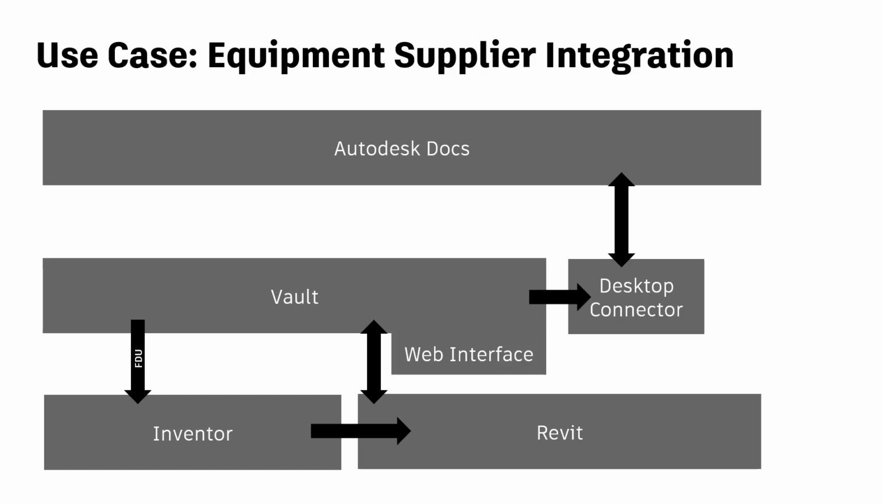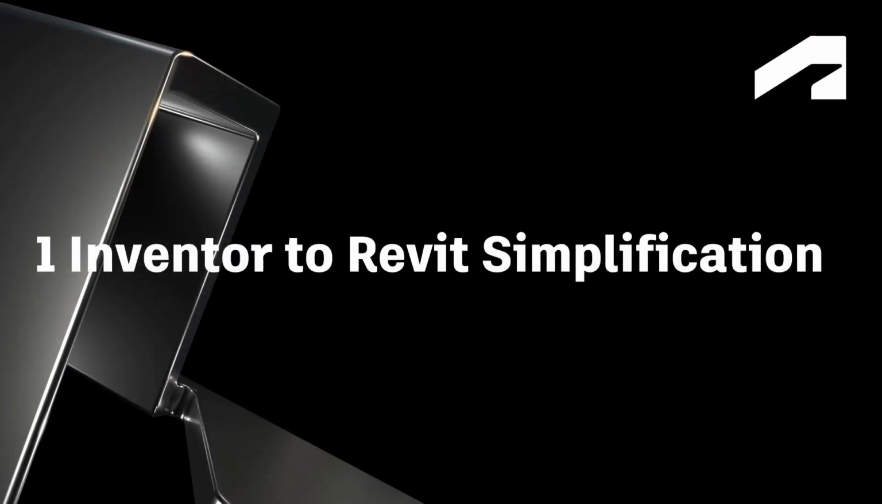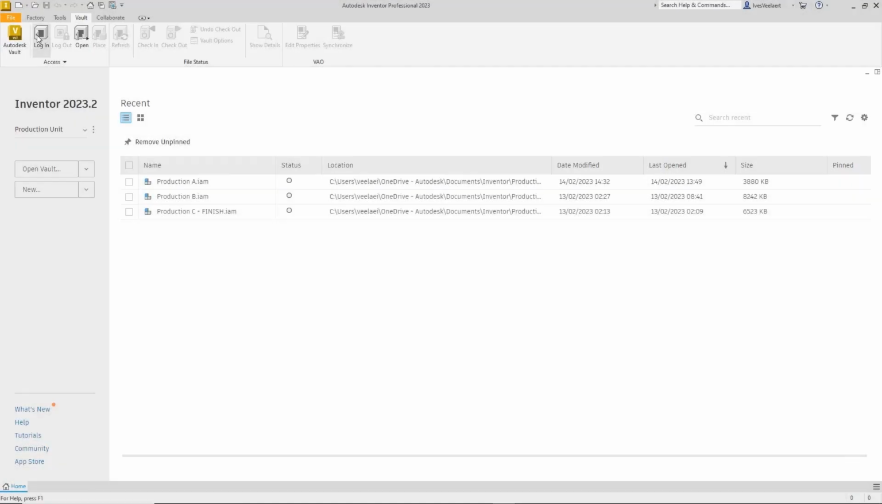When this company is external, one possibility would be to leverage the Vault web client to expose the Revit file to an external company who can then upload directly into ACC. This can be done as a standalone cloud model or a central file using Autodesk BIM Collaborate Pro. So let us now take a look at the first step, the simplification from Inventor to Revit.